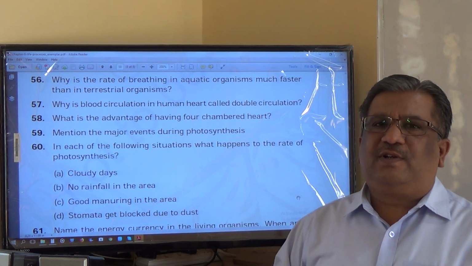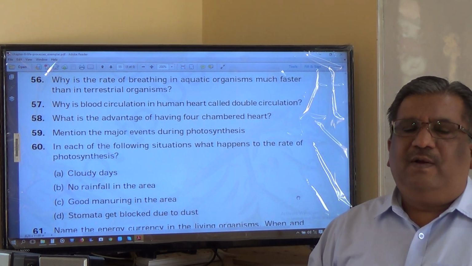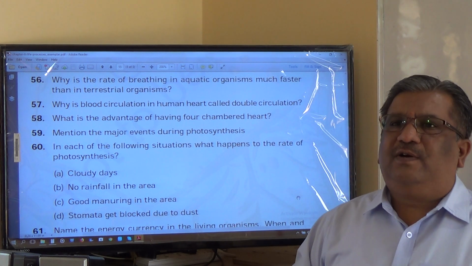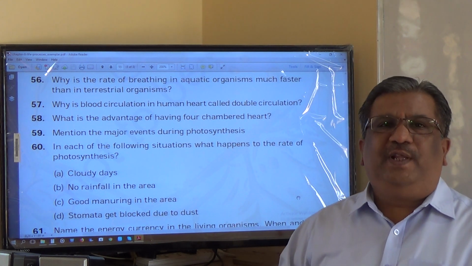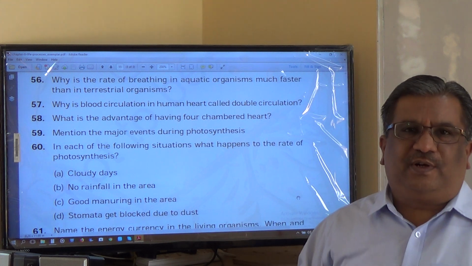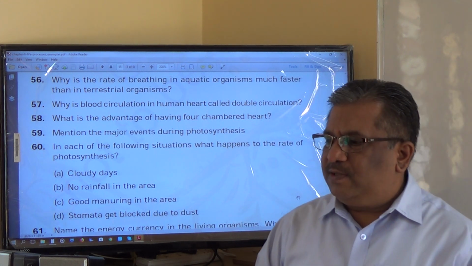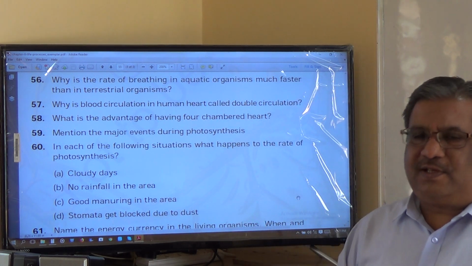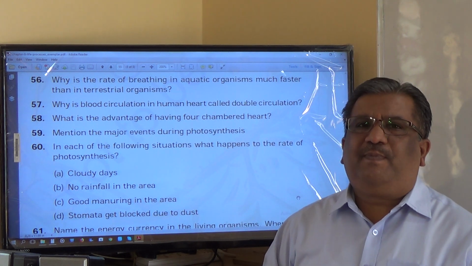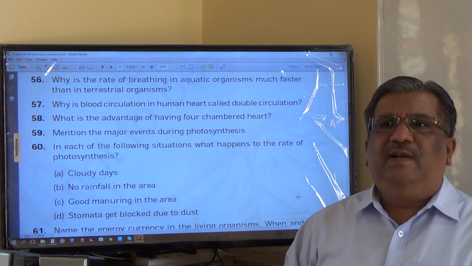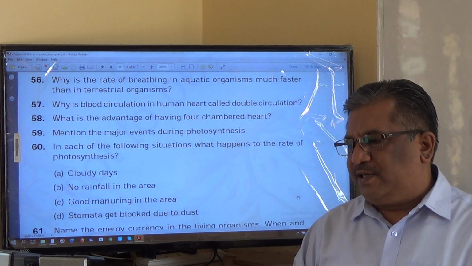Quantity of dissolved oxygen is less in water, and therefore in order to meet the oxygen requirement they have to breathe faster because they need to take more oxygen. That's the reason. Why is blood circulation in human heart called double circulation system? Because blood passes through the heart 2 times in one cycle, hence it is called double circulatory system.